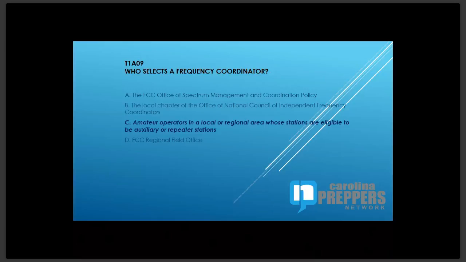When it says the FCC Office of Spectrum Management and Coordination Policy, there's no such thing. It doesn't exist. The local chapter of the Office of National Council of Independent Frequency Coordinators, that doesn't exist either. FCC Regional Field Office, now that might be a possible answer. However, just remember, in ham radio, we police ourselves. We keep each other in check. If somebody's on the air cursing and using foul language, you're not going to see somebody from the FCC come on the air and manage that person.